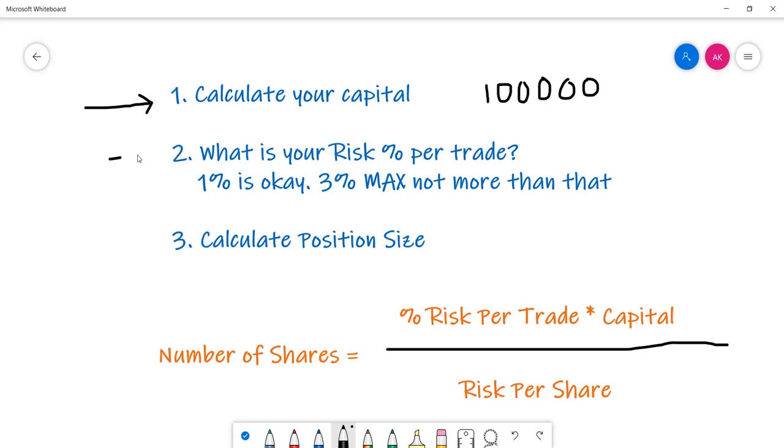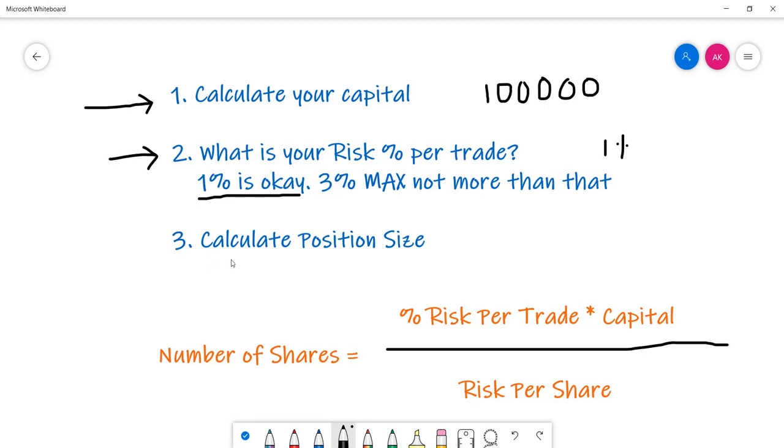Next, second, what is your percentage of risk per trade? This is important. 1% is very much decent. I will not suggest going after greater than 1% risk, but some professional traders use 2% or 3%, but 3% is the max. I'll not suggest more than that. So this is what you need to determine. Let's say you assume that you will only take 1% risk of your whole capital.